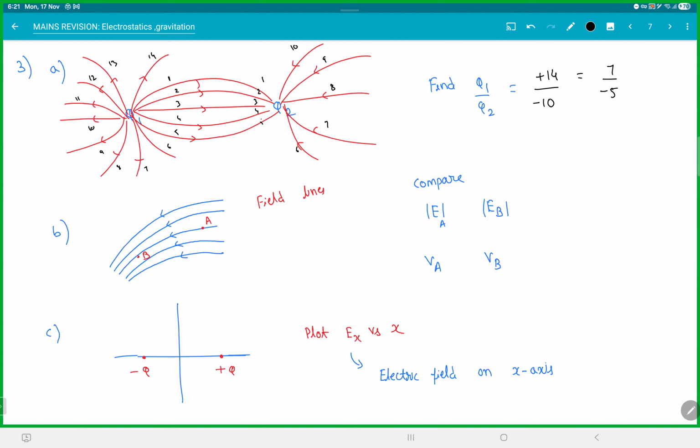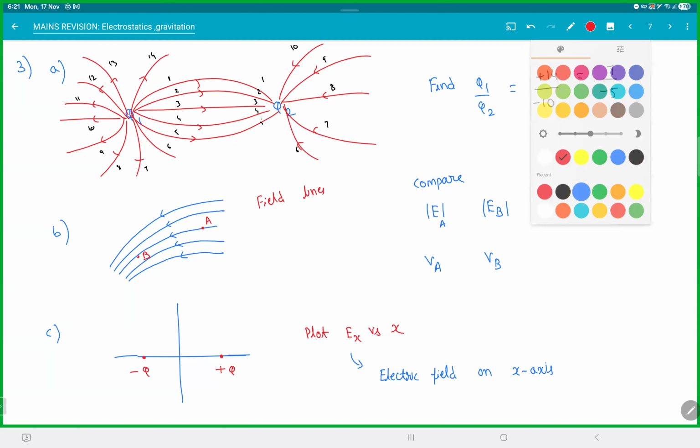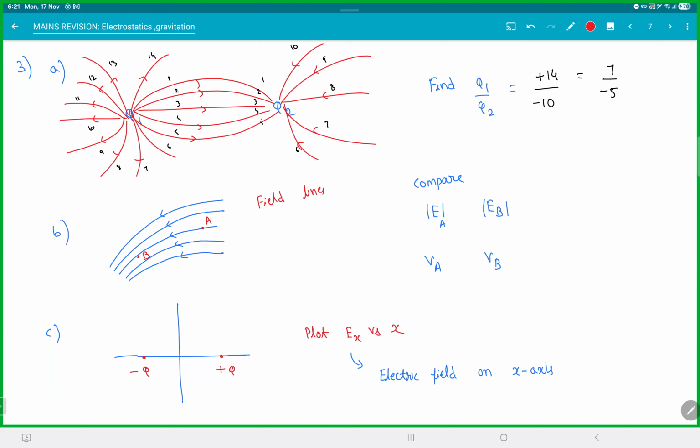The Q2 charge is negative. Lines are entering Q2 and lines are leaving from this thing. So there'll be 2 options, 7/5 and minus 7/5. So be careful. You have to mark minus 7/5. Second thing, if you guys remember, in the direction of electric field, potential decreases. That is what the minus sign indicates in the formula. VA minus VB is equal to minus integral E dot dl. So in the direction of E, potential decreases. Quite an important thing.